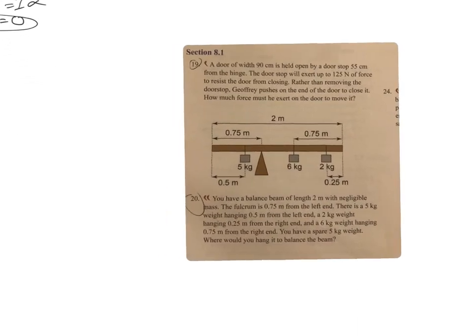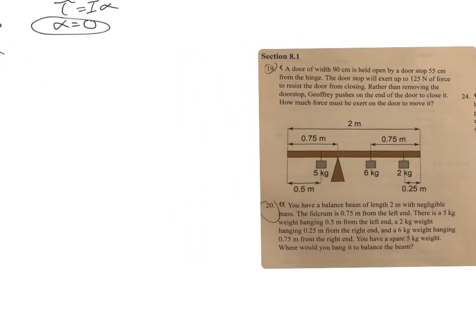All right, we got two problems here. Number 19, a door of width of 90 centimeters is held open by a doorstop 55 centimeters from the hinge. The doorstop will exert 125 newtons of force to resist the door from closing. Rather than remove the doorstop, Jeffrey pushes on the end of the door to close it. How much force must he exert to move the door?